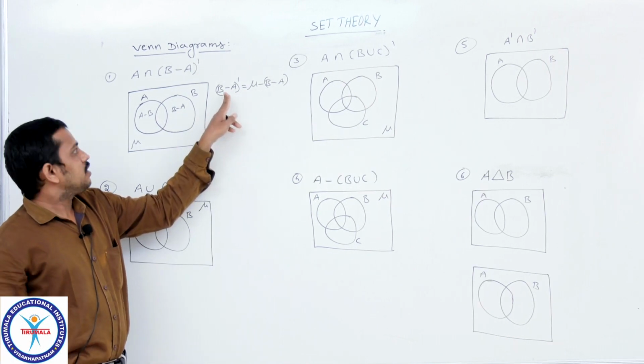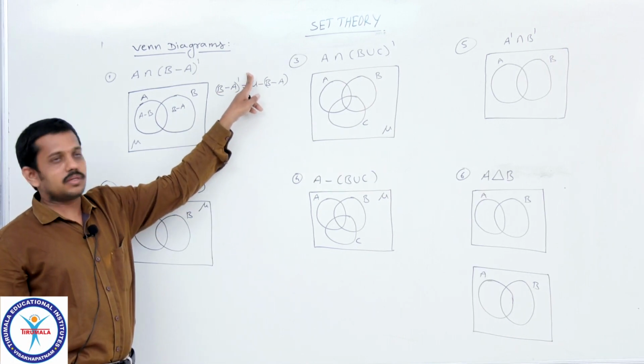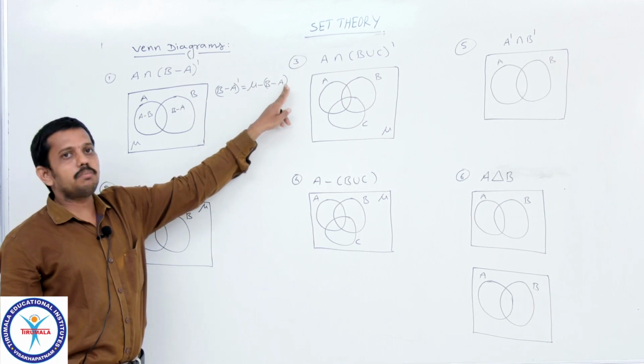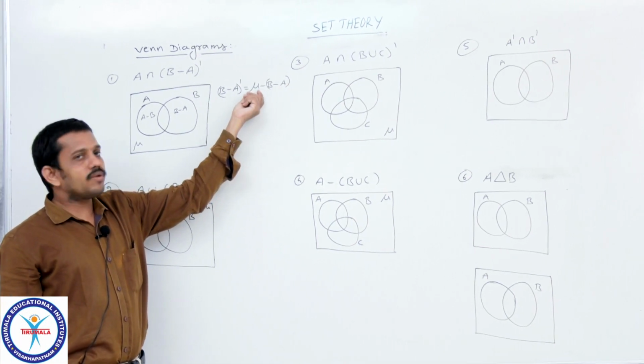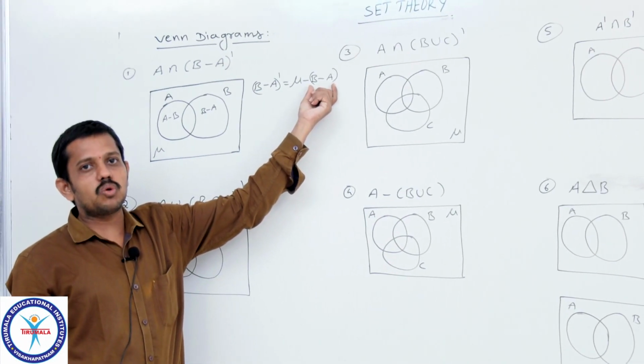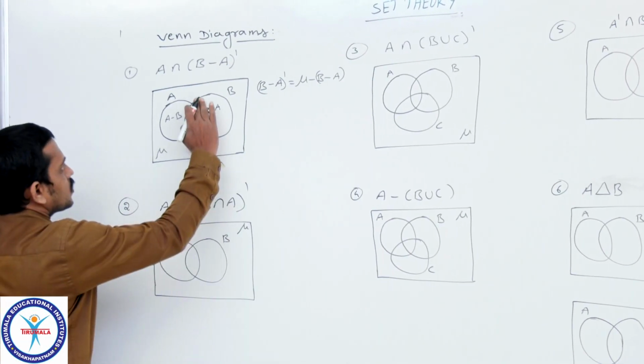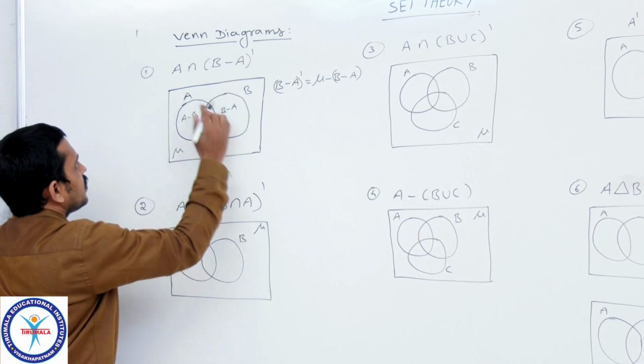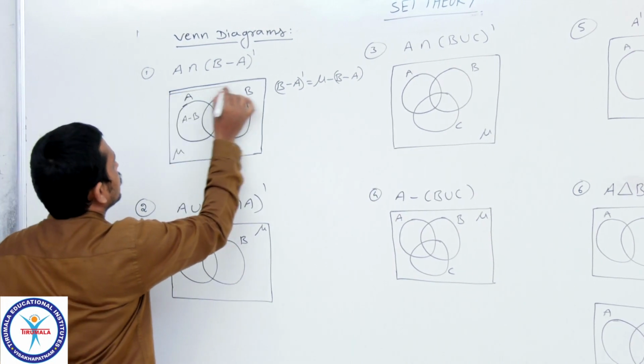We have to shade B minus A whole complement, means μ minus B minus A. So, from the universal set region, we have to exclude the region which belongs to B minus A, means exclude this small region, then we can shade all the remaining regions.